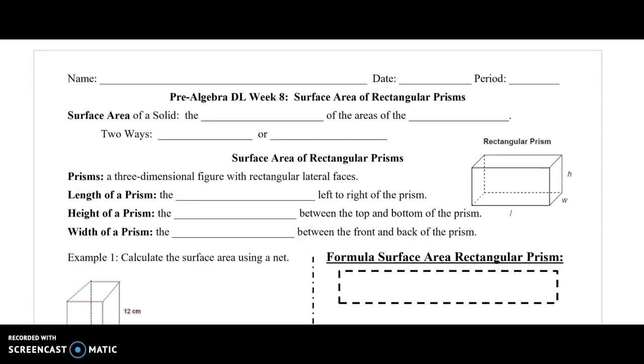Okay, so the surface area of a solid is the sum, so adding them up, of the areas of the faces. The faces of a solid are just going to be all the different sides of it, okay? And there are two ways you can do this. The first way is the net way, which we're going to talk about in a second, or you can use the formula.